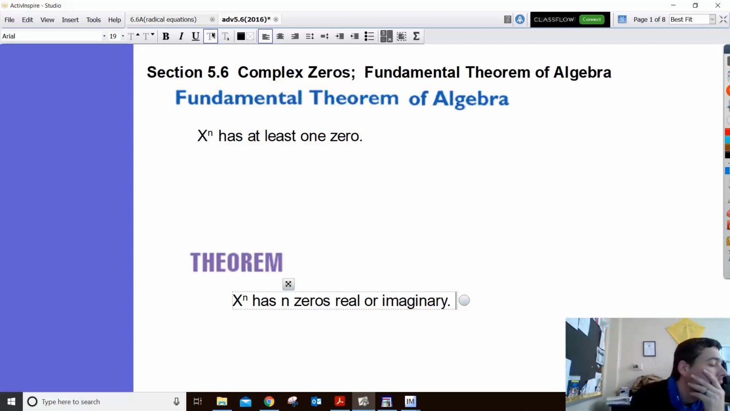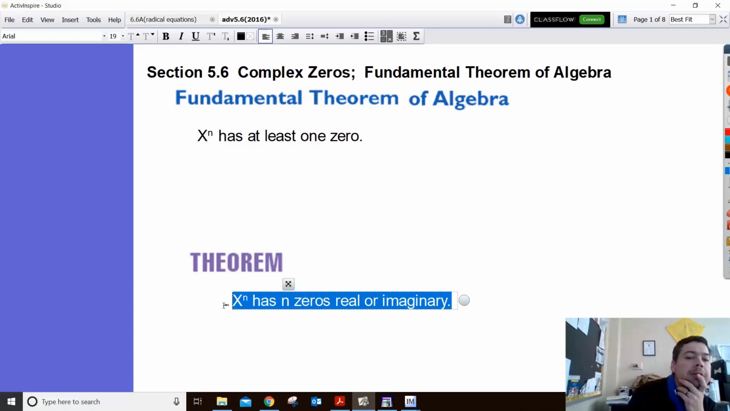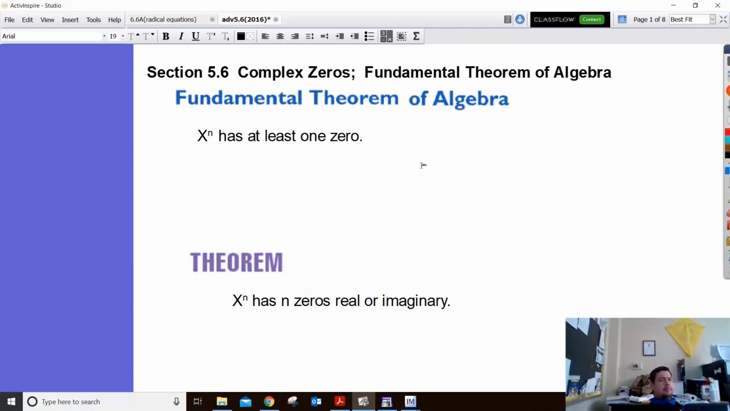It's actually called a corollary. This is the one we always refer to. If we see x to the fourth, we expect there to be 4 zeros. If we see x cubed, we expect there to be 3. They might be repeated. They might not be real at all. But we expect there to be 3 of them, or 4 of them, depending on the exponent. And everybody should be familiar with that theorem.